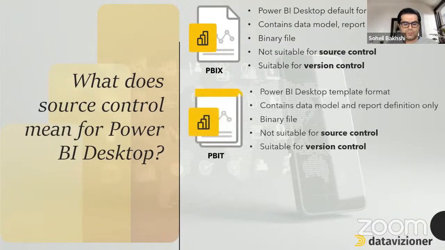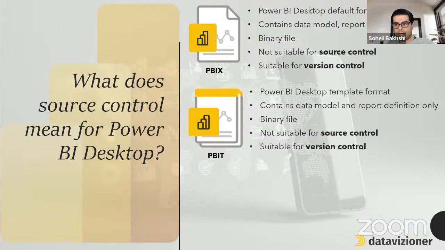The second file type that Power BI Desktop supports is the PBIT file. PBIT files are template files which contain the data model definition and report definition only. They do not contain any data. So whenever we export a PBIX file into PBIT, we are taking out the cached data and storing only the data model definition and the report definition, again as a binary file. So again, it is not really suitable for source control and version control.